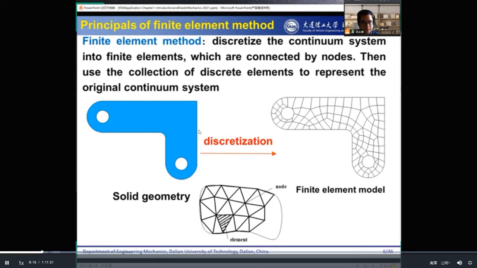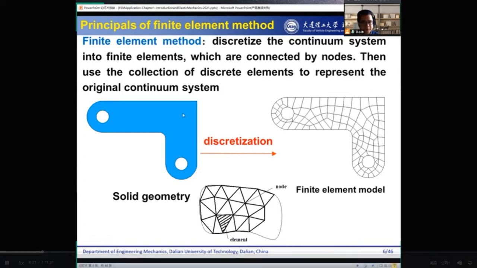The finite element method firstly discretizes this object into many small elements as shown here, and then solves the equations for each element, and then assembles them together, and then solves the whole system. So this is the finite element method. The basic and important idea is to discretize the system, then solve and assemble, and then solve the equations. We will talk about more details of this procedure.